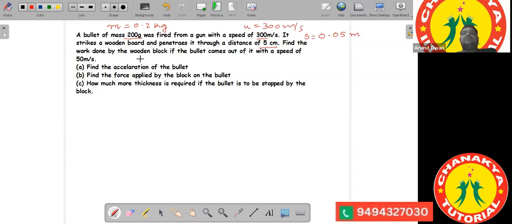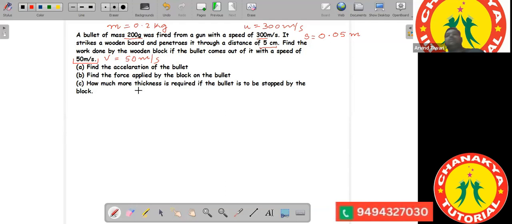Then find the work done by the wooden block if the bullet comes out of it with a speed of 50 meter per second. This is the final velocity v. So final velocity v is 50 meter per second.